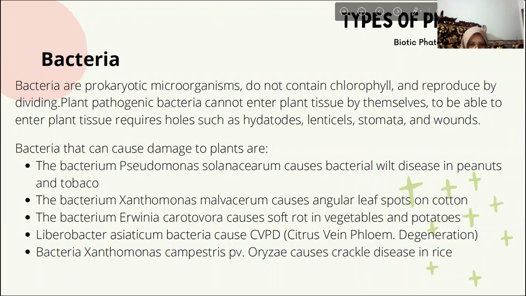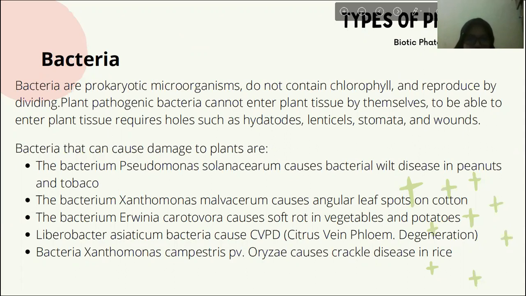Next, bacteria. Bacteria are prokaryotic microorganisms, do not contain chlorophyll, and reproduce by dividing. Plant pathogenic bacteria cannot enter plant tissue by themselves. To be able to enter plant tissue requires hosts such as hydathodes, plant cells, stomata, and molds.